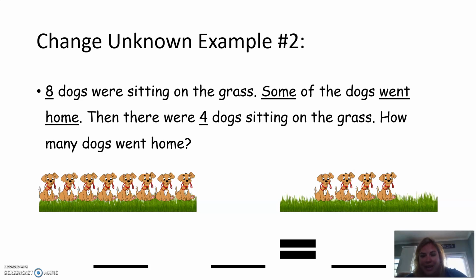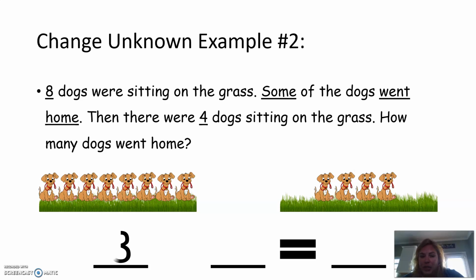Okay. Think. Are you going to use addition? Did some of the dogs join them? Or did some of the dogs leave? Were they taken apart? Okay, for subtraction. Go ahead and pause it now and write out your number sentence.